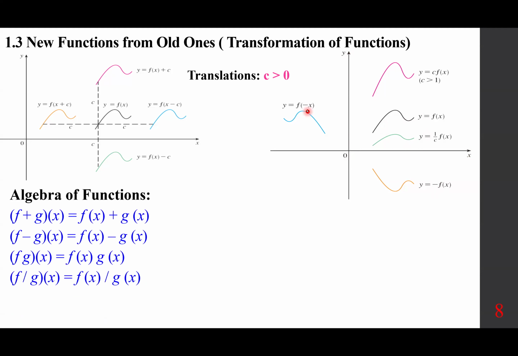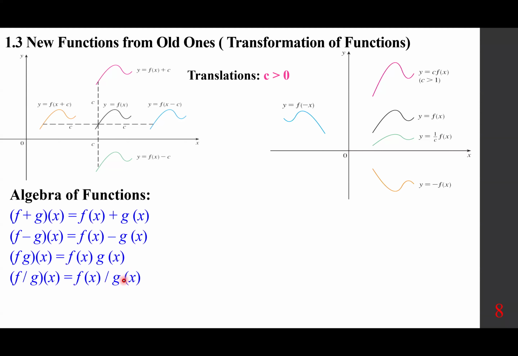Using algebra of functions. First and foremost, algebra of functions. What is f plus g? F of x plus g of x. This is called the sum function. The difference function, f minus g, is f of x minus g of x. The product function, fg, is f times g. The quotient function, f over g of x, is f of x over g of x. Needless to say, as always, g of x can't be 0.